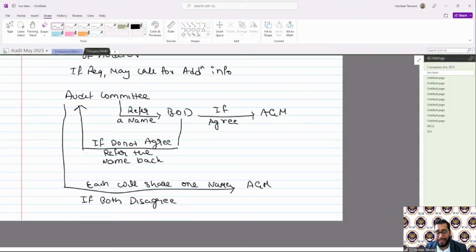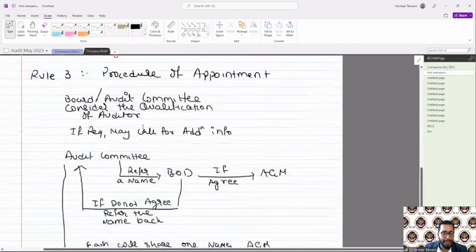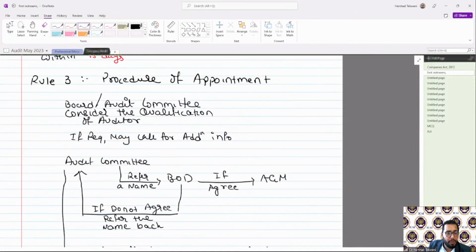Now that is the procedure specified under Rule 3. First the audit committee will refer a name to the board of directors. If they agree, fine. If they do not agree, it goes back to the audit committee. If the audit committee still disagrees, then both will provide a different name. If the audit committee is fine to change the name, they will provide a new name to the board of directors, and accordingly the cycle goes. Now, this is my rule.